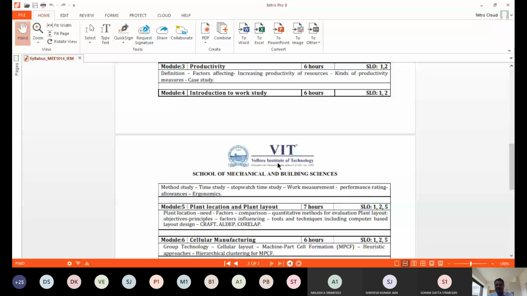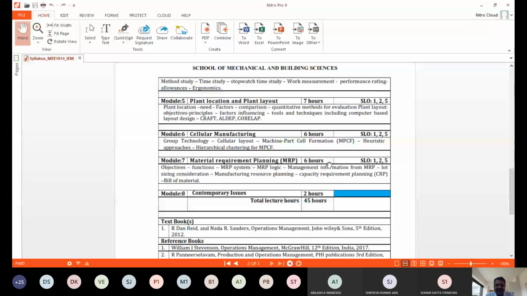So work study and time study are two important tools people use in the assembly and manufacturing industries to increase the productivity. Generally, what are all the factors affecting the productivity we studied already in module 3, and in module 4 we will learn how to do time study and method study. So we have covered almost module 1 to 5. Now module 6 and 7 talk about the specific tools and techniques that people use inside the shop floor.